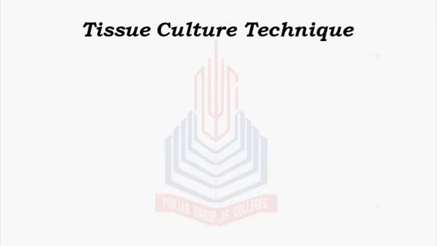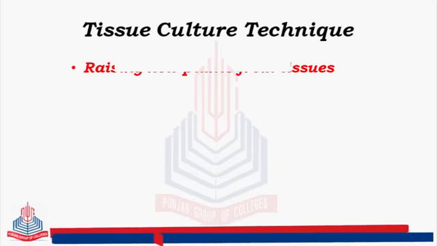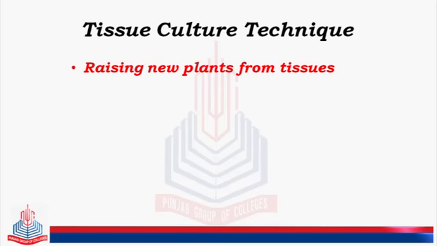Let us first of all, one by one, discuss these techniques we have introduced briefly. Tissue culture technique. It is raising new plants from tissues. We are using tissues for raising new plants. How? Because tissues are totipotent, every cell has a complete potential to make a new plant. So if we are using, for example, nodes, internodes, or leaves, or anything having a combination of cells, it is really possible to increase and produce new varieties of those individuals.